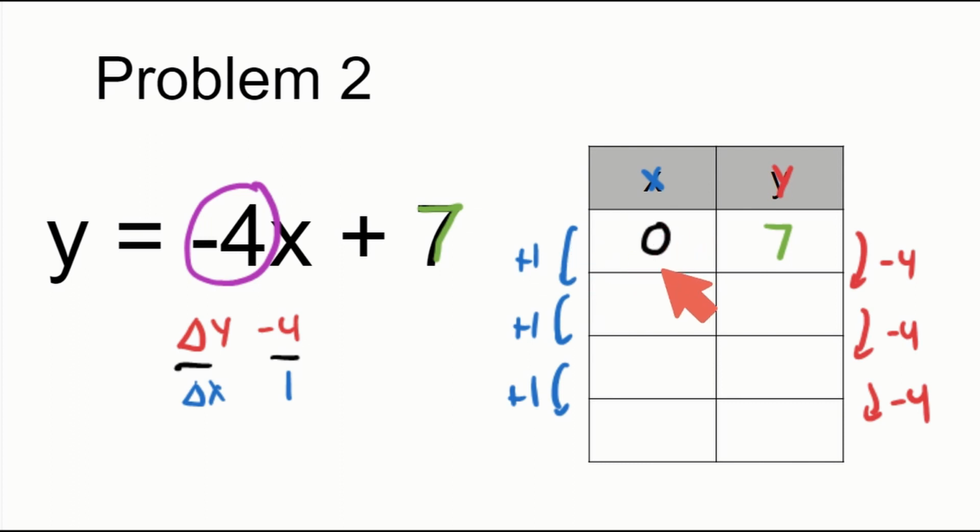Plus 1 for our x, so our next row is going to be 1. And then minus 4, 7 minus 4, we're going to be at 3. So our next point is going to be at 1, 3. Moving forward, another plus 1, so we're now at 2. And 3 minus 4 is going to be negative 1. So our next point's at 2, negative 1.